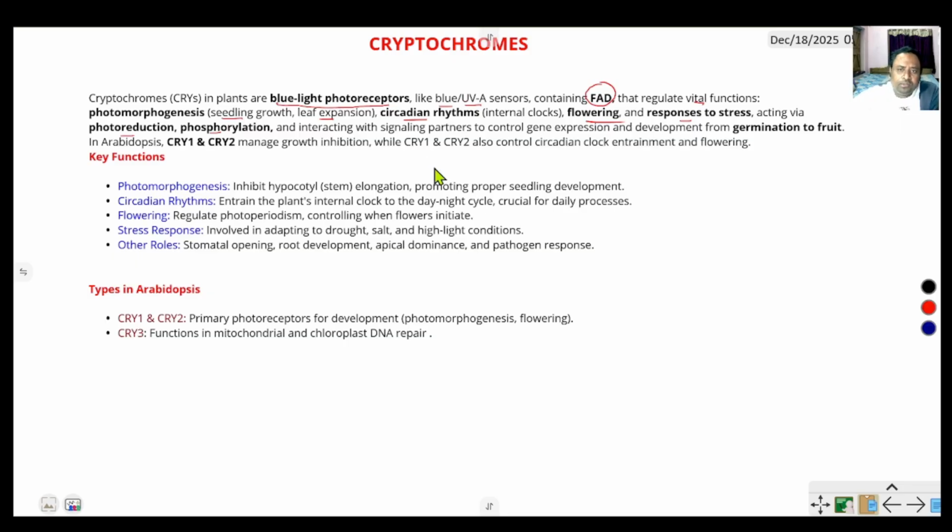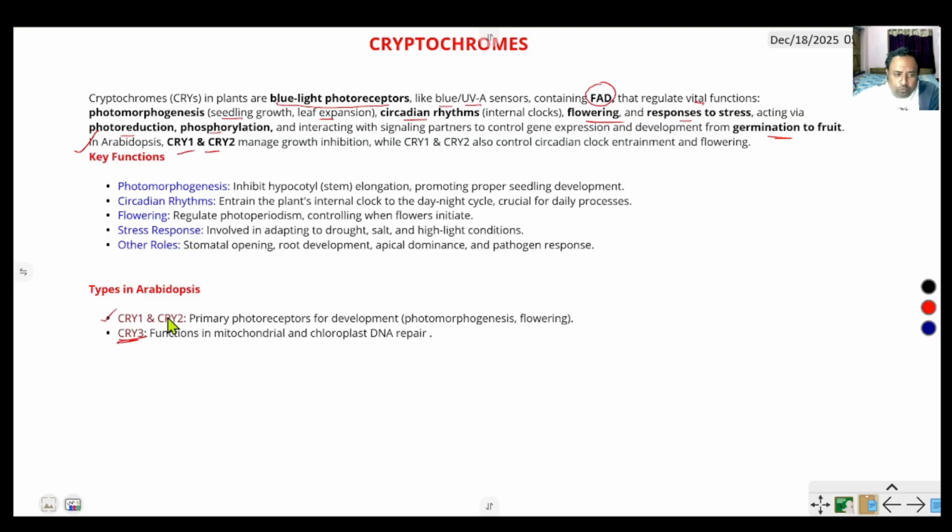It also helps in germination to fruit, seed germination. In Arabidopsis, two types of cryptochromes are found: cryptochrome 1 and cryptochrome 2. Another type of cryptochrome is also found, that is cryptochrome 3.